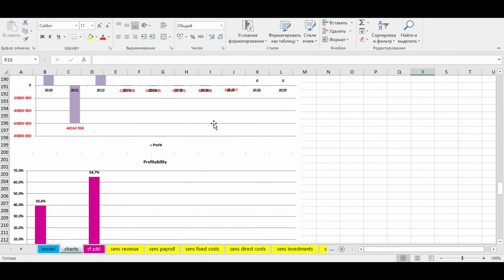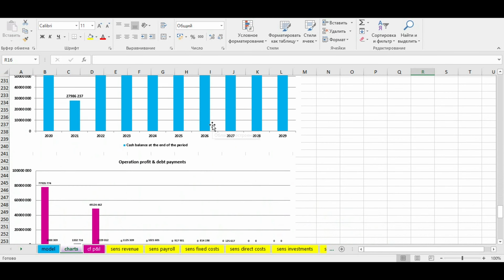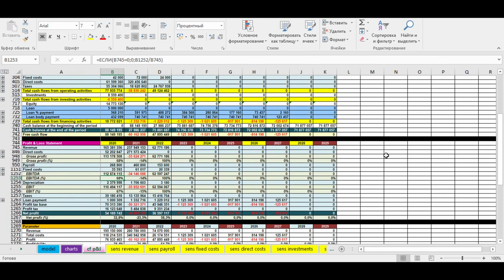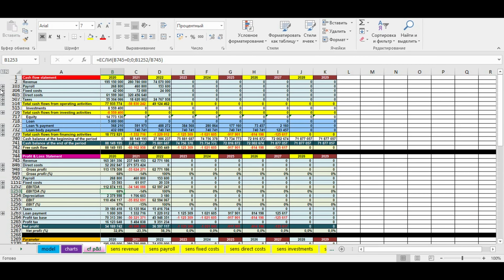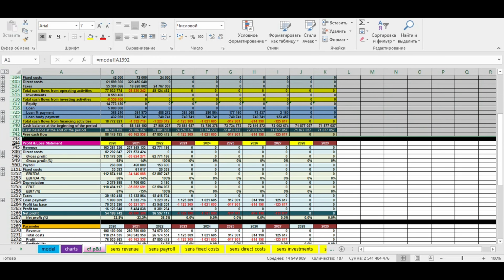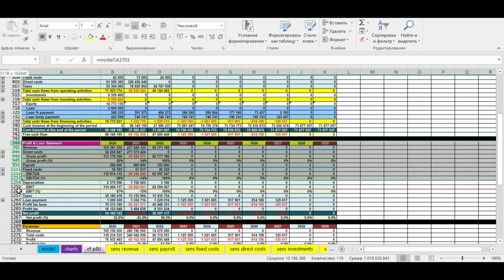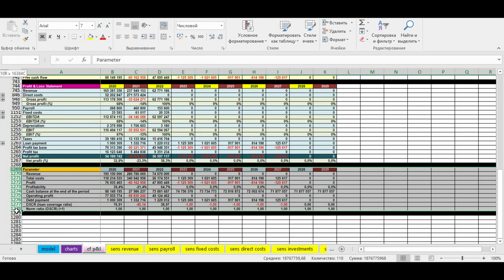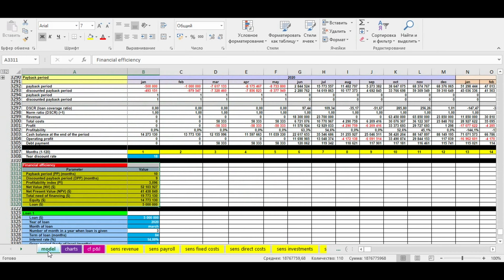Then we have the same information done yearly. On the next Excel sheet, we have gathered yearly consolidated cash flow statement, profit and loss statement, and main financial results of your construction company. Finally, we see the financial efficiency of your construction real estate business idea.